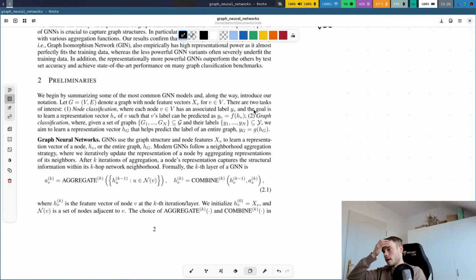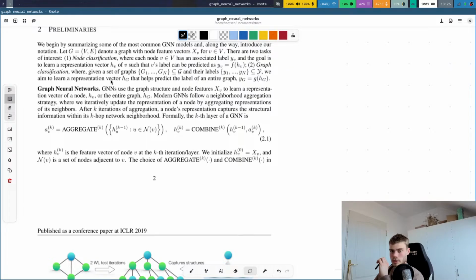All right, so how is this thing structured? Okay, preliminaries. So something about graph neural networks.